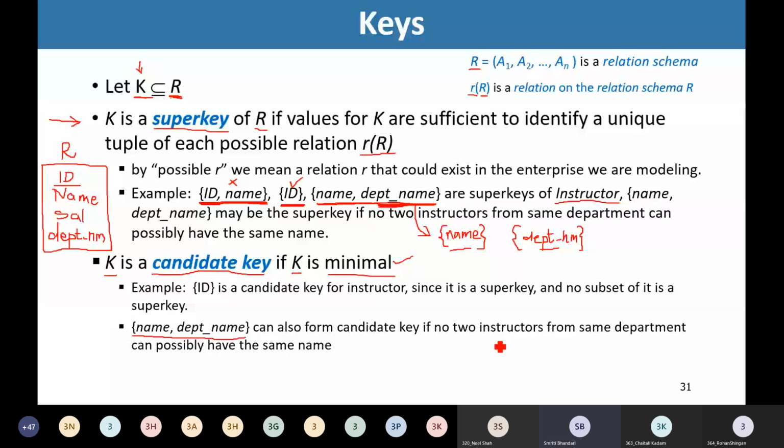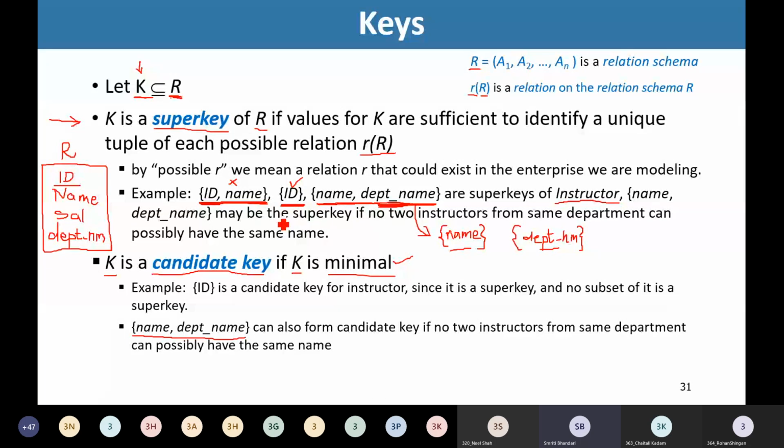Every candidate key is a super key. And any superset of my super key is also a super key. What do we mean by that?